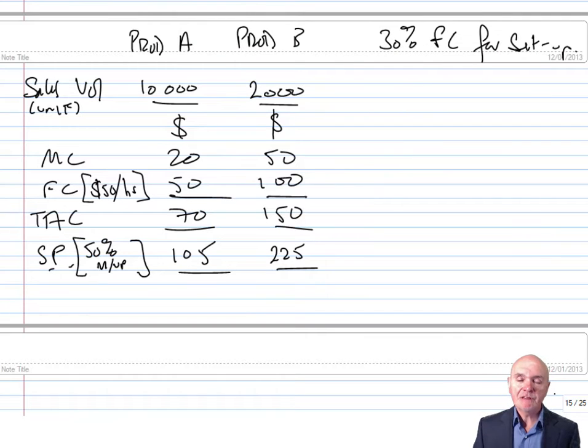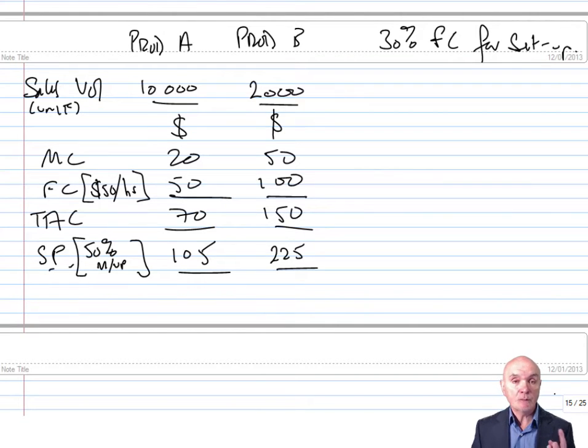And finally, in this chapter, we look at activity-based costing. So here I've written up the example which is in your notes. We have two products, A and B. Sales volume, 10,000 and 2,000. The marginal costs, 20 and 50. The fixed costs, and I'll assume these have been charged per machine hour, so 50 per hour.